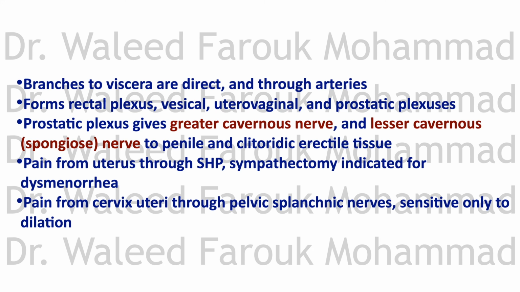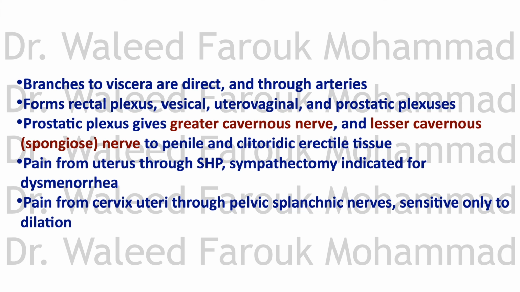And the autonomic branches form rectal plexus, vesical plexus, uterovaginal, and prostatic plexuses. Now, from the prostatic nerve plexus arises the greater cavernous nerve and the lesser cavernous nerve. The greater cavernous nerve goes to the corpora cavernosa of the penis, the lesser cavernous nerve to the corpus spongiosum of the penis, and the same applies to the clitoris, except the fact that the clitoris has no corpus spongiosum in it.